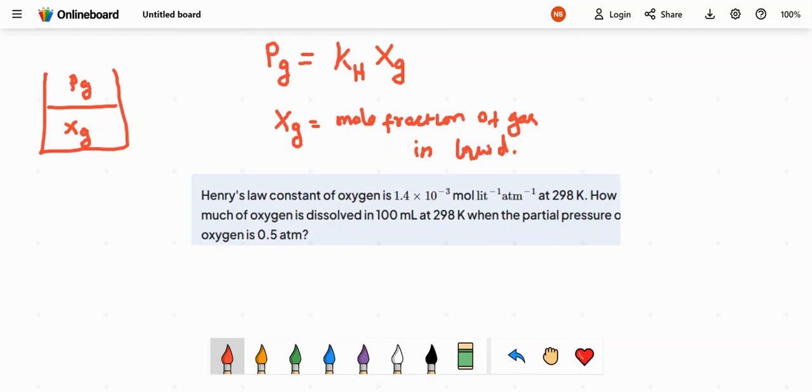Good evening, students. Today we are going to discuss one question based on Henry's law. Do you know about Henry's law? I think you will learn that in your solution lesson. For a gas in a liquid solution, Henry's law is applicable.